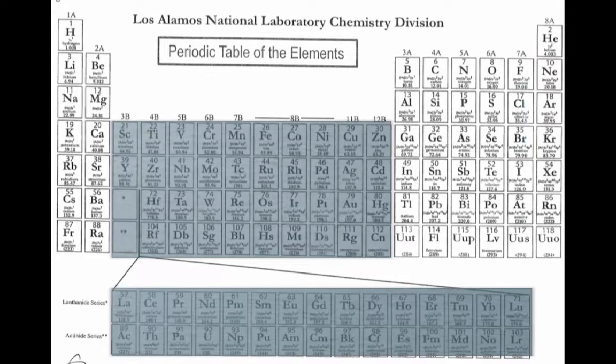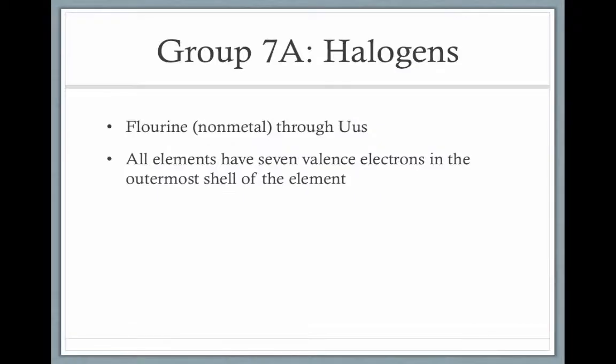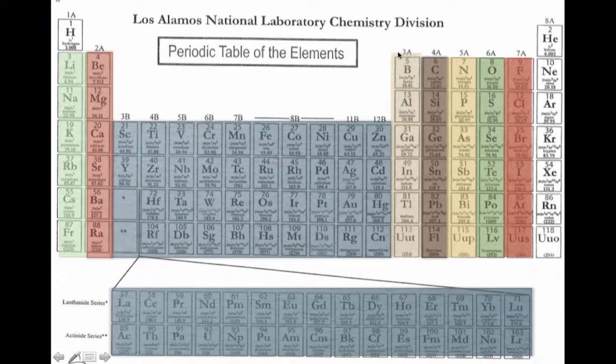Okay, moving on. So we have transition metals, alkaline earth metals, 3A, 4A, 5A, 6A chalcogens, 7A halogens. Halogens are fluorine through UUS, and again, we're getting into the non-metals here. All of the elements that are halogens have 7 valence electrons in the outermost shell of the element. So these guys have 3, 4, 5, 6, and 7 valence electrons right here.